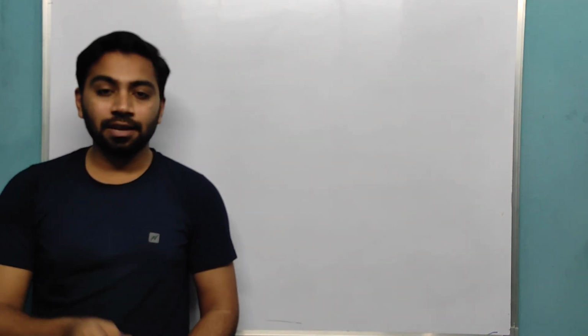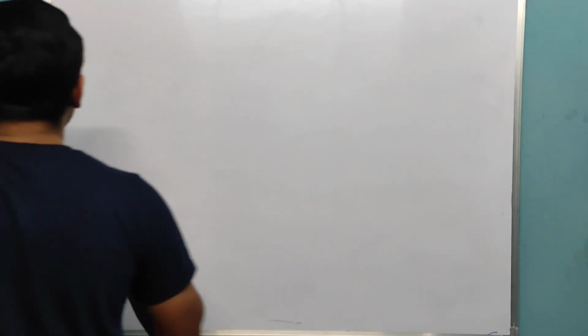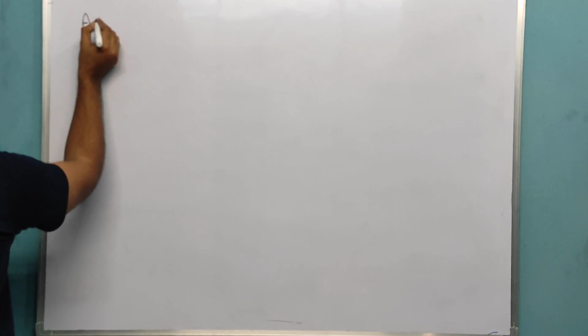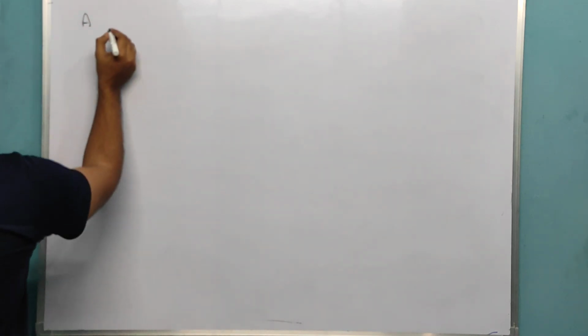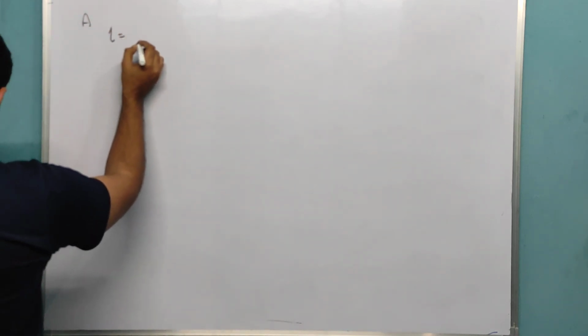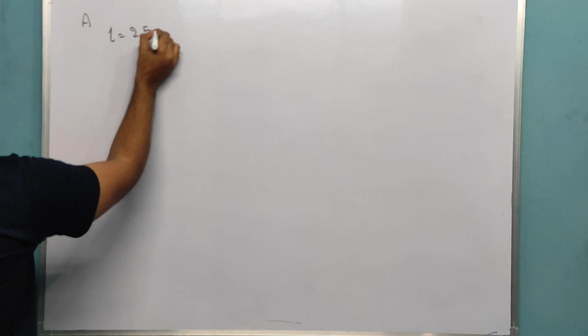The next question is a very, very good, interesting question. A metal rod A of 25 centimeter length expands by 0.05 centimeter when the temperature is raised from 0 degrees Celsius to 100 degrees Celsius. See, okay, there is one metal called A. Let's say A metal. Now for this metal, they have given some length, 25 centimeter.